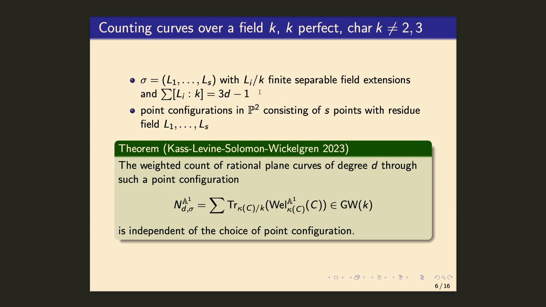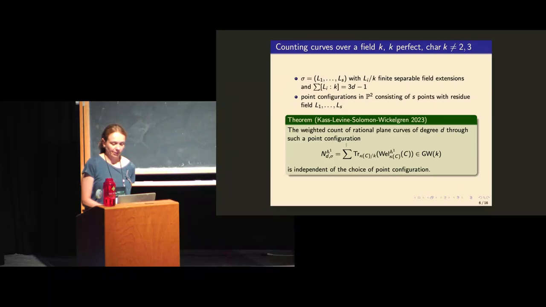And in this case, this actually works. So if I take this weighted count, where I weight with this thing here, of rational plane curves of degree d through such a point configuration, then this is independent of the point configuration. So here I have this weight, this Welschinger weight I just defined, which depended on the nodes. Here, kappa of C, by this I really mean the field of definition of C, not the field of fractions. So I sum up over all the curves now, not only the real ones as in the real case, but over all of them, and then we trace down to get something in the Grothendieck-Witt ring of k.